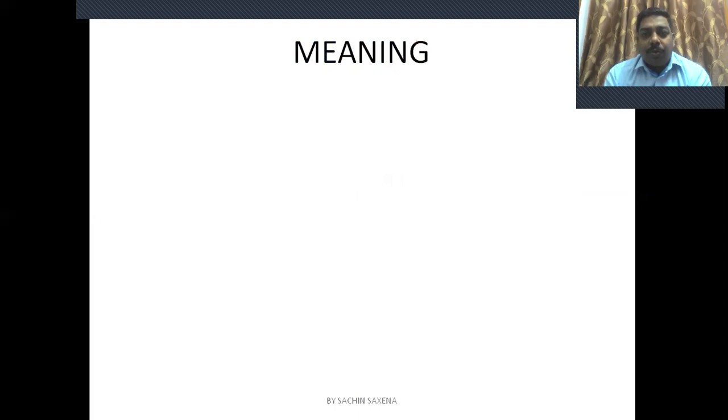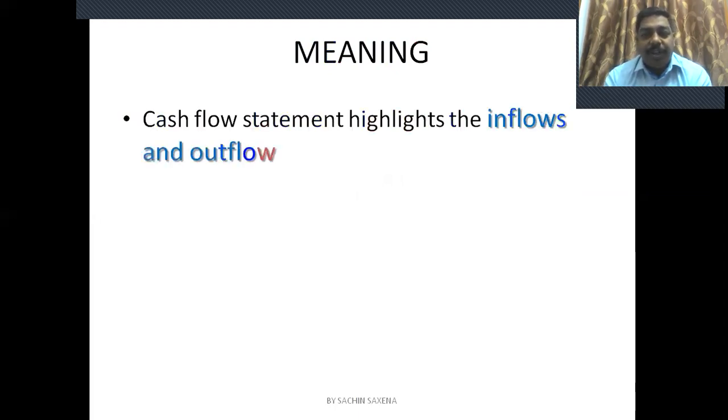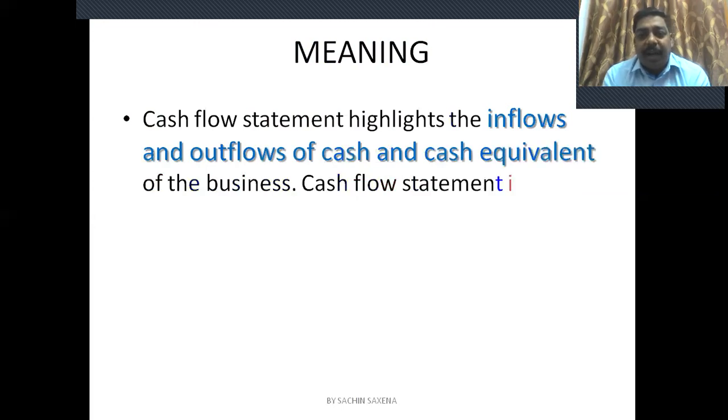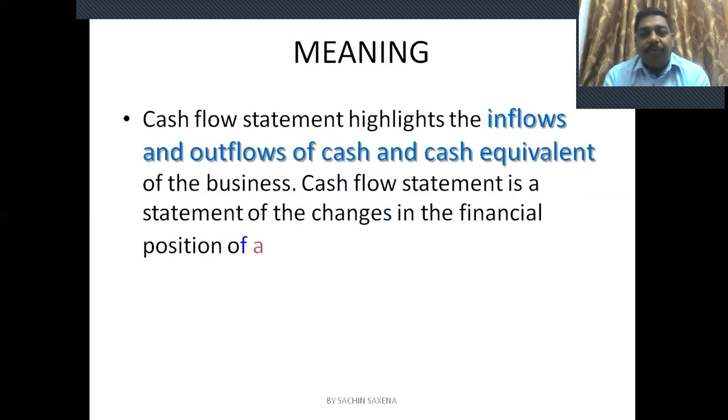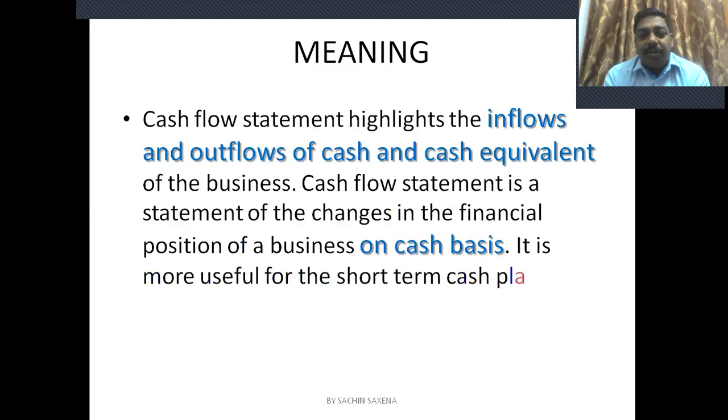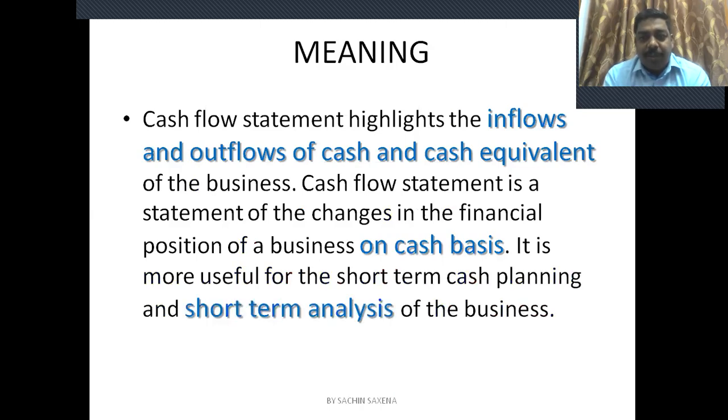So first we go through the meaning of cash flow statement. What is cash flow statement? Cash flow statement highlights the inflow and outflow of cash and cash equivalent of the business. It is a statement of changes in the financial position of a business on the basis of cash. It is more useful for the short-term cash planning and short-term analysis of the business. So remember one thing, cash flow statement is a tool of analysis.